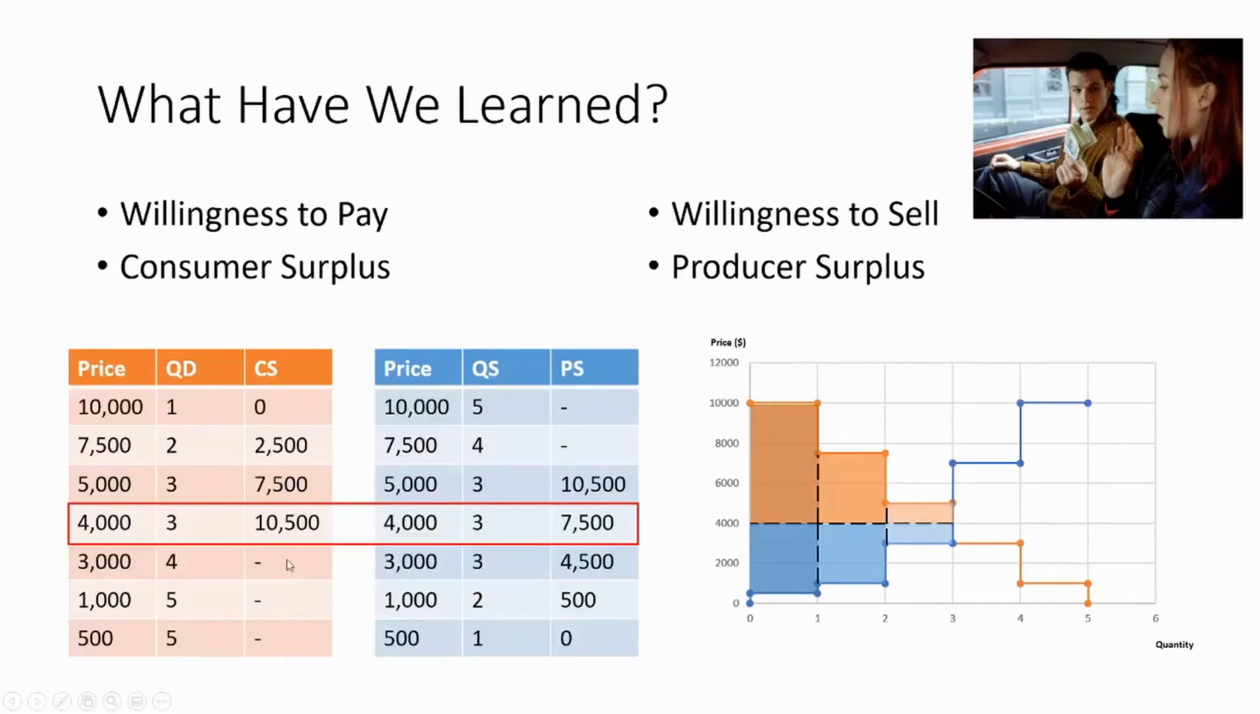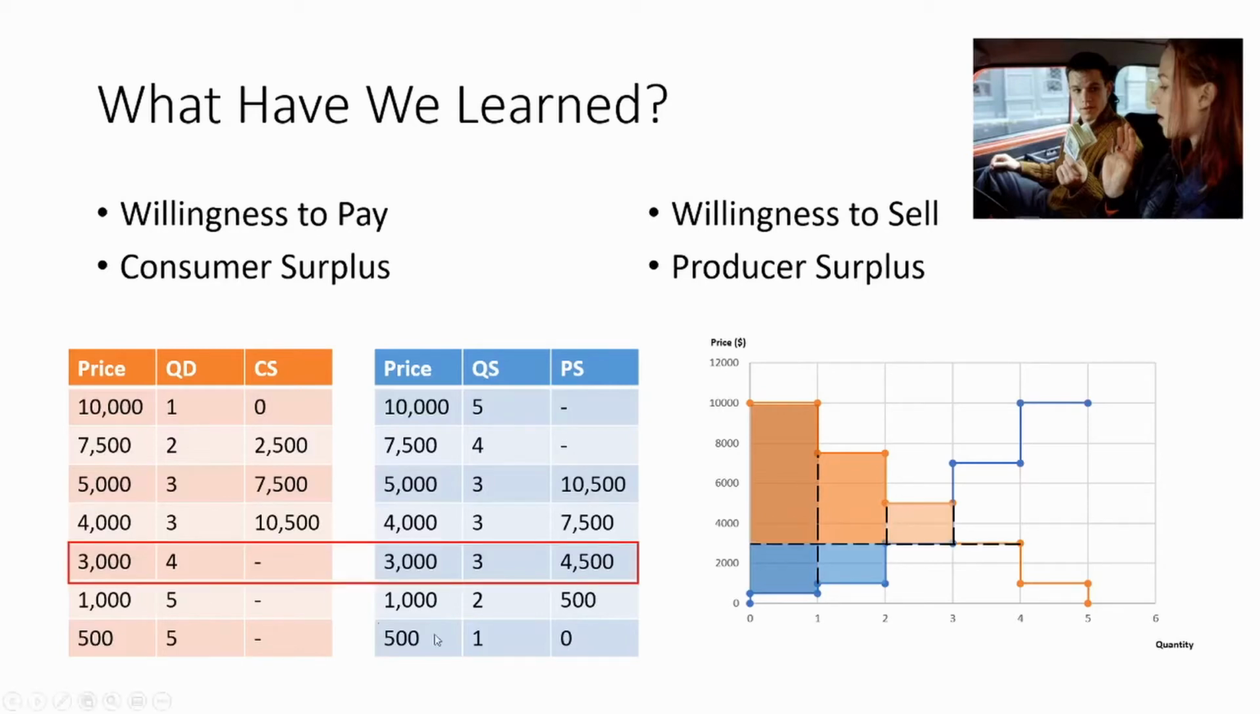And at $4,000, we can calculate consumer surplus and producer surplus by just taking the difference in their willingness to pay and the price for consumer surplus, and the price and willingness to sell for producer surplus. If we sum all those together, we can get producer surplus and consumer surplus for the market. We also see that if we move the price down, we can again recalculate willingness to pay and willingness to sell and get our consumer and producer surplus.